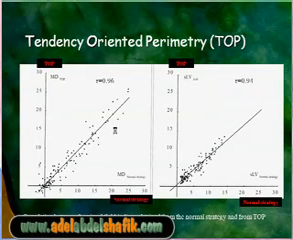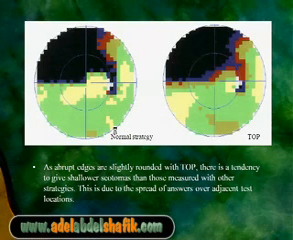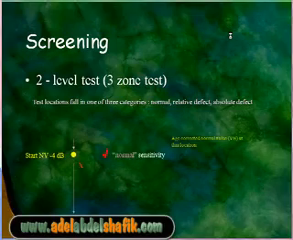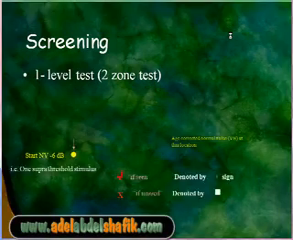When they compare this with the full threshold, the outcome was similar. This is a full threshold testing, and this is the tendency oriented perimetry. So you get almost acceptable results, but in a shorter time. So here in the Octopus, you can choose a quick program like the TOP or the dynamic strategies. Screening is the same as.